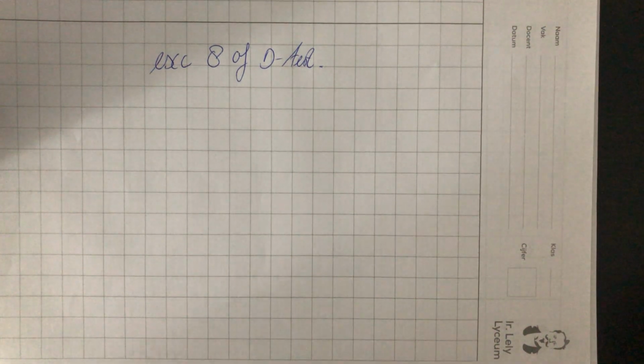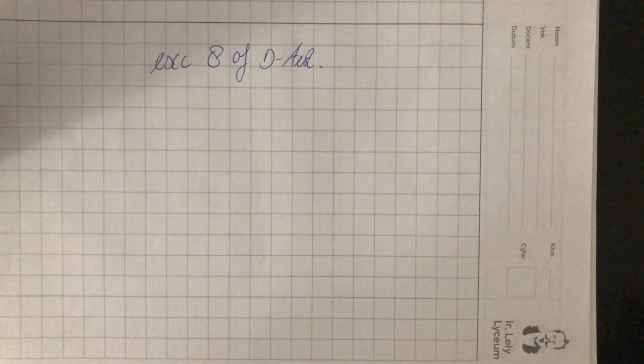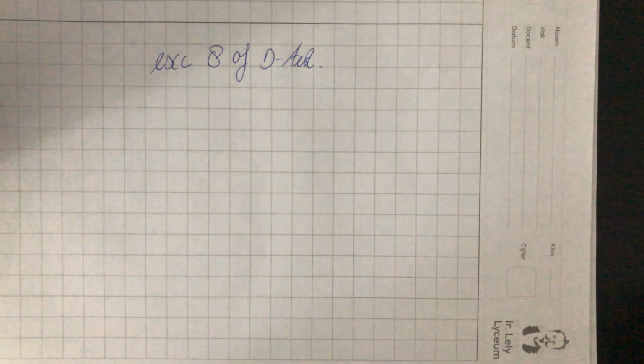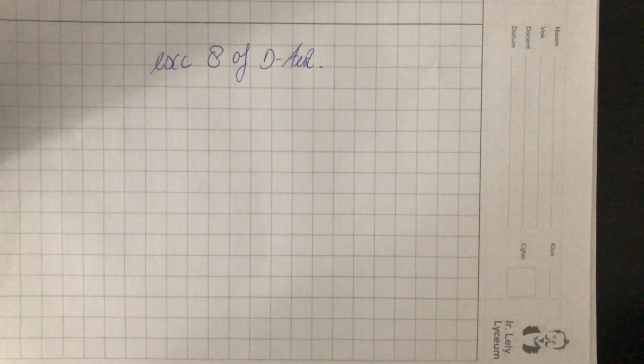Good morning, guys. So, requested by Abraham, exercise 8 of the D test. It was about car sales in the Netherlands.